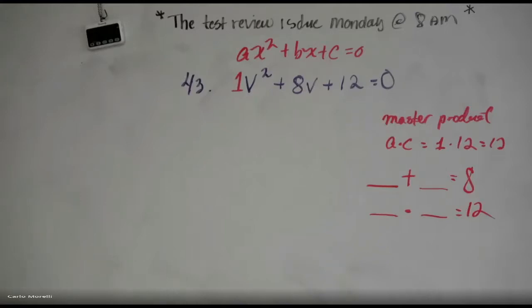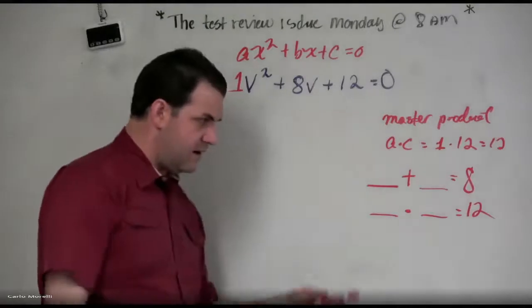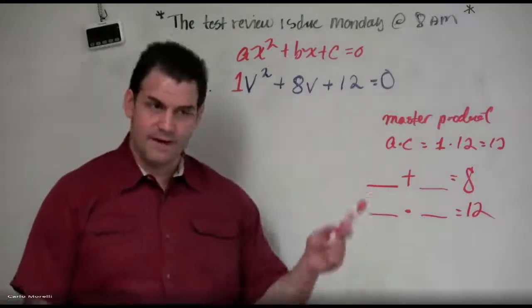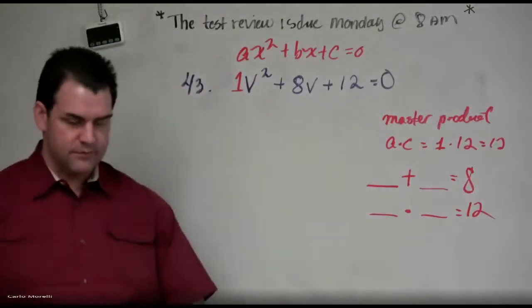4 and 3. So 4 plus 3 is 7. But 4 times 3 is 12. So that meets one of the conditions, but not both of them. Try again.